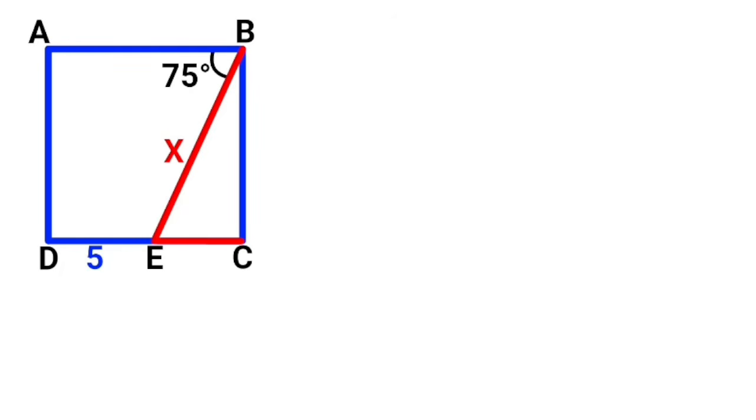In today's video, we are going to solve another interesting geometric problem. In the given question, ABCD is a square. A line segment BE, of length x, is drawn from vertex B, to a point E, on the side CD, such that DE is equal to 5, and angle ABE is equal to 75 degrees. Our goal is to find the value of x.